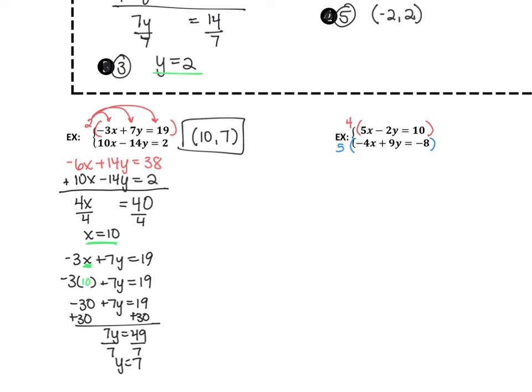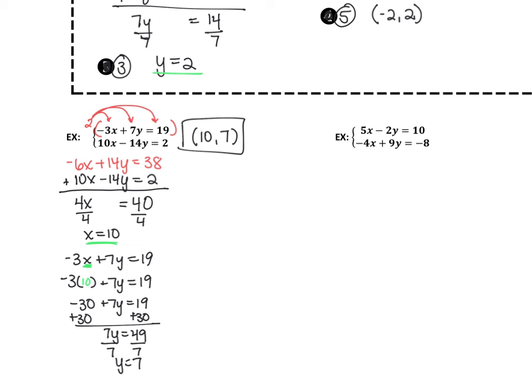Now, I don't have to use that option. What I could do is I could eliminate my y's. And I need to think about what number they both go into, 2 and 9. And that's 18. So I could multiply this top equation by 9 and this bottom one by 2, and those would eliminate because they already have one positive and one negative. So it's really up to you.